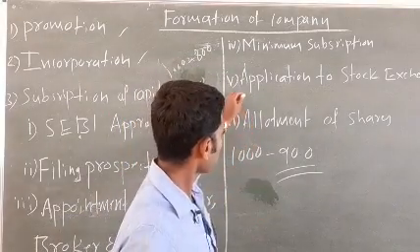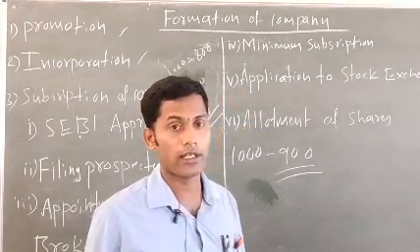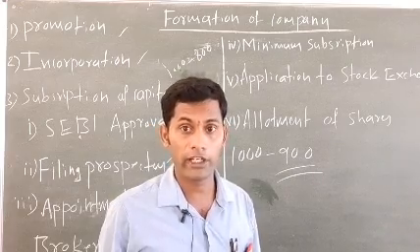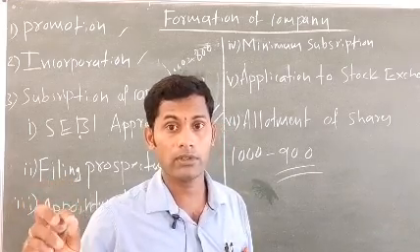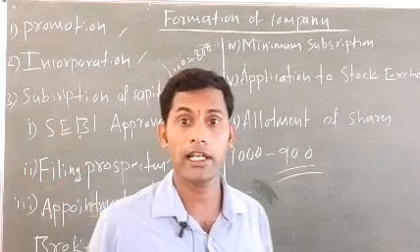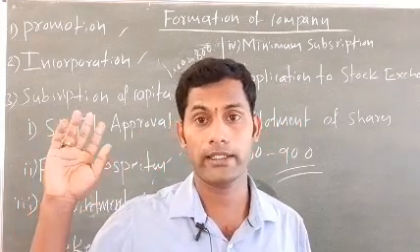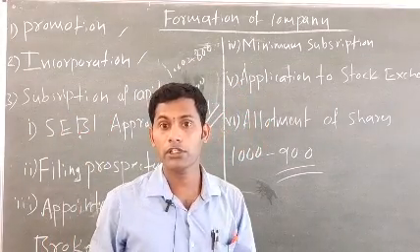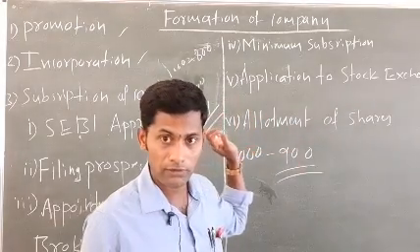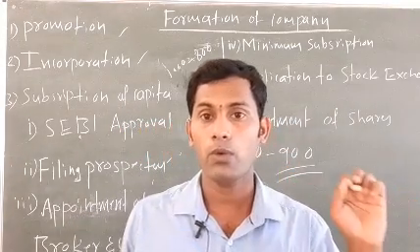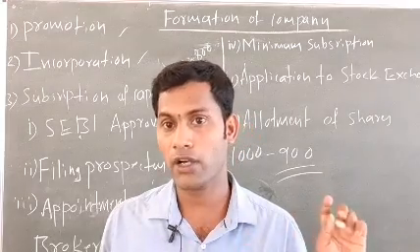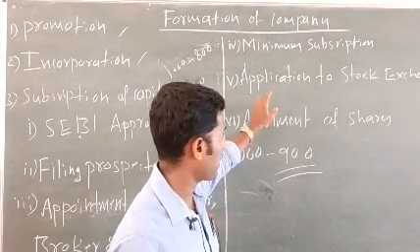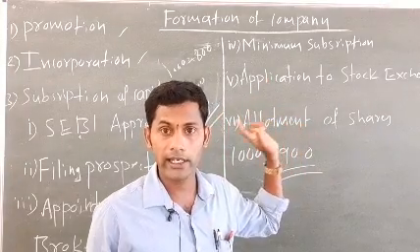Okay, then next one, application to stock exchange. If the company gets minimum subscription, then they can go for allotment. If they didn't get minimum subscription, then all the application money should be returned to the applicants, the general public. Next one, application to stock exchange. Now the company has to file an application for a minimum of 1 stock exchange for dealing of their shares, for trading their shares.